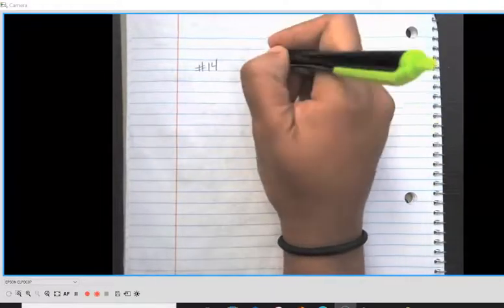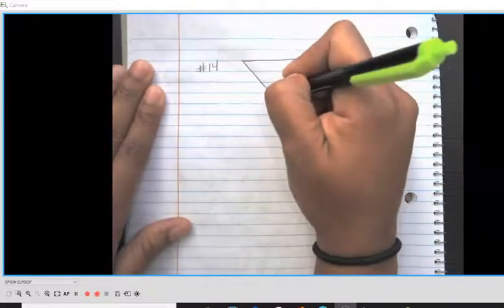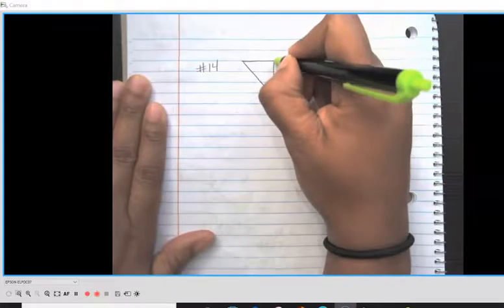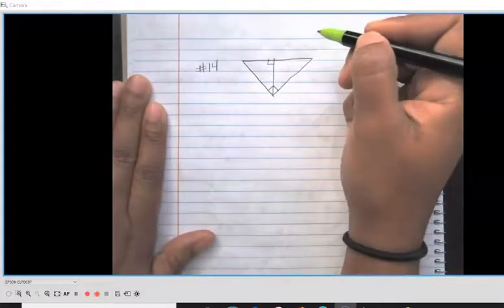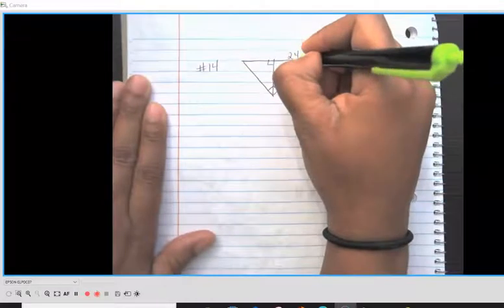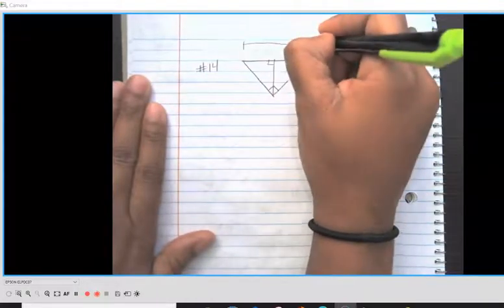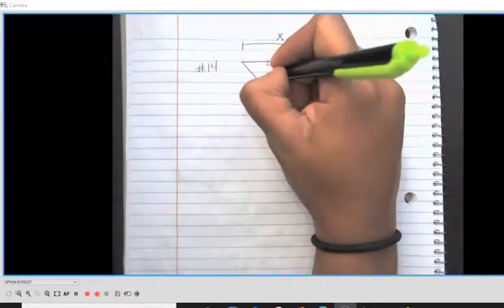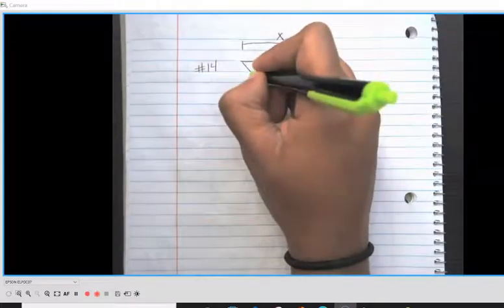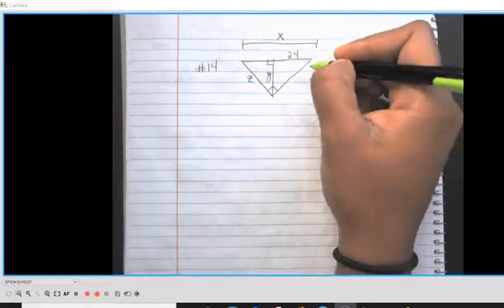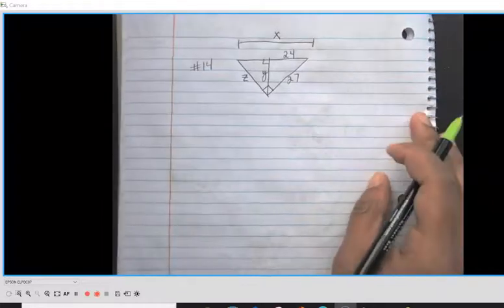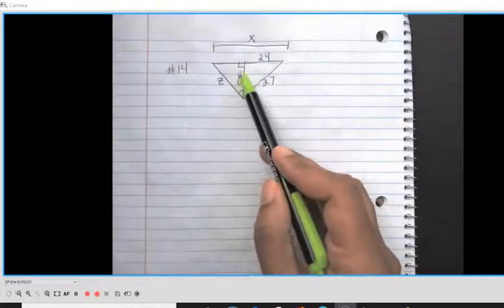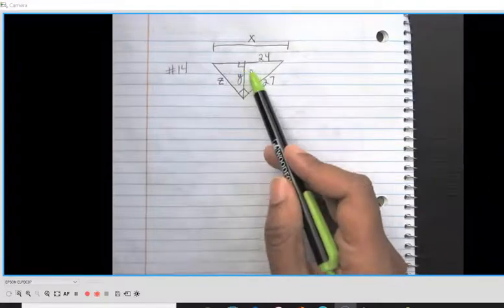All right, so when I draw this triangle for number 14, and there's the altitude. Okay, they told me this piece here was 24. They wanted to know what x was, the total length. And then they called this altitude y, this hypotenuse z, and then they also told me this was 27. All right, here we go. So for this one, what I notice is, well, if this piece here is 90, then guess what? That means this is 90.